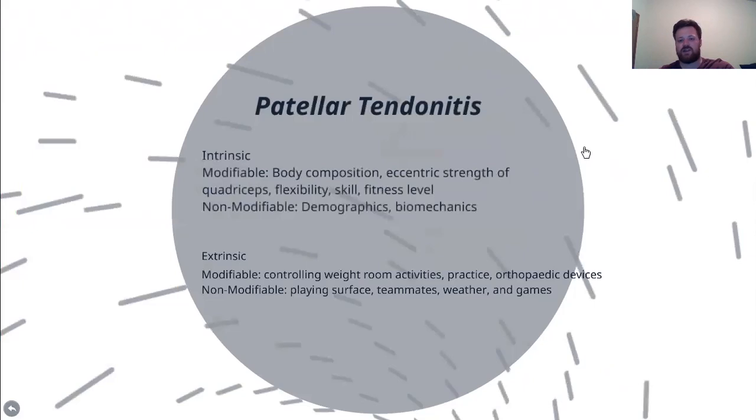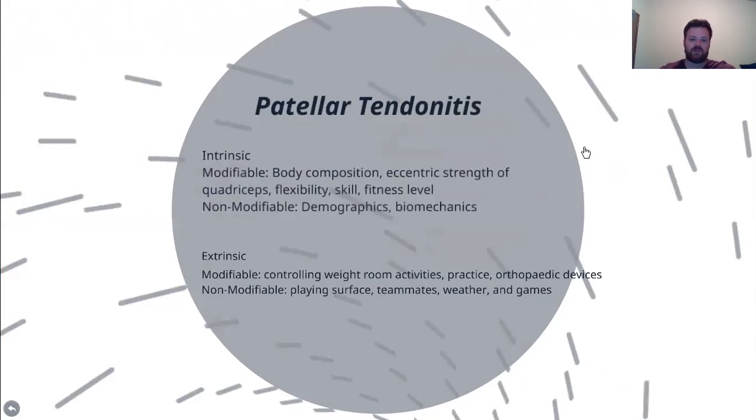There could be a lack of eccentric strength in the quadriceps, leading to impairment with decelerating from sprinting up and down the court, like fitness level, things like that. Non-modifiable ones, again, will be the demographics, how tall they are, how old they are, and ultimately their biomechanics. They may have some biomechanical issues that may predispose them to having patella tendonitis.